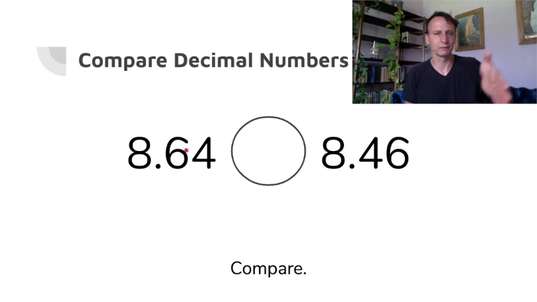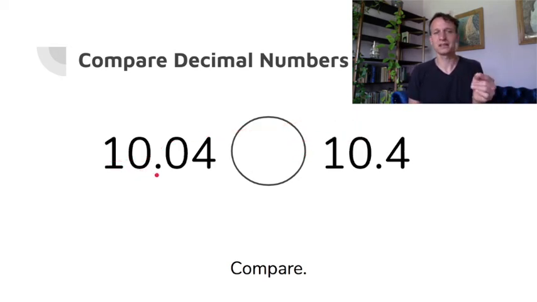A few more here. 8 and 64 hundredths compared to 8 and 46 hundredths. And they're just scrambling up the digits here to make sure you're paying attention. 64 hundredths is more than 46 hundredths. So this is indeed greater than.